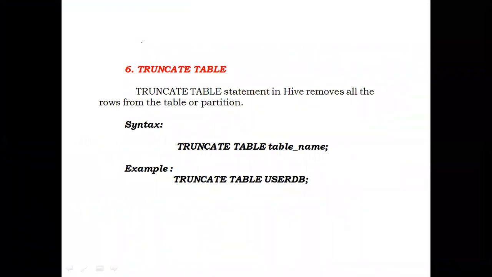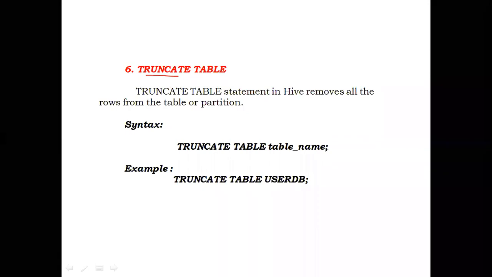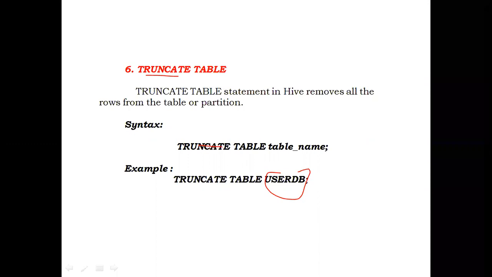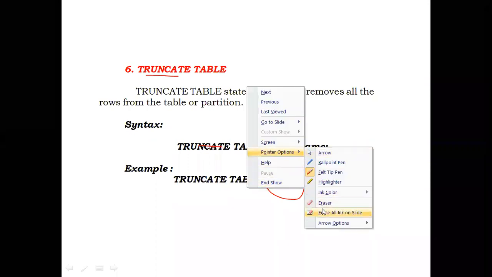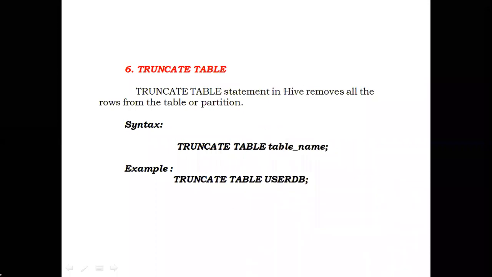Lastly, truncate is there. The last DDL command of the table is truncate. What will truncate do? Simply, it will remove all the rows from the table. It makes the table empty. Don't delete the table, but it will make the table empty. The syntax is truncate table followed by the table name, for example truncate table userdb. If we give the table name userdb to truncate, it will make this userdb table empty. Truncate's work is only to make the table empty. It won't delete the table.